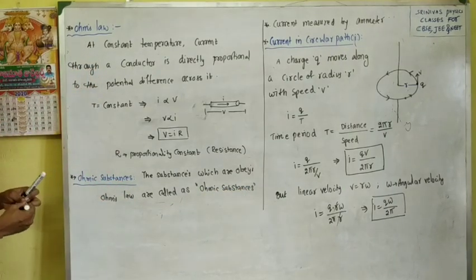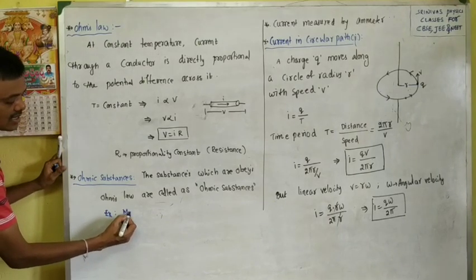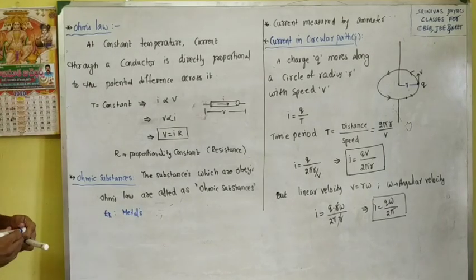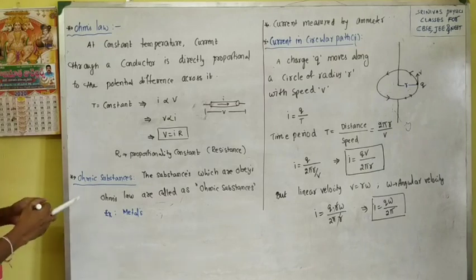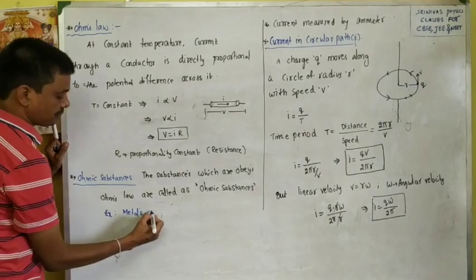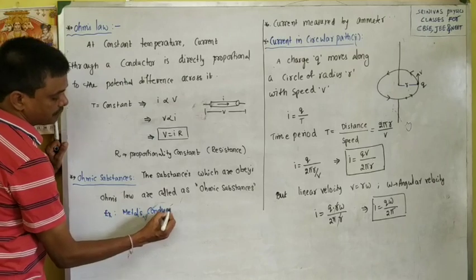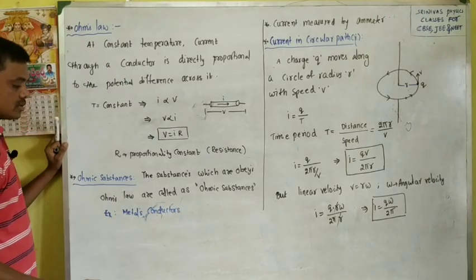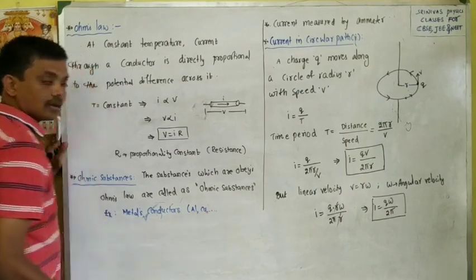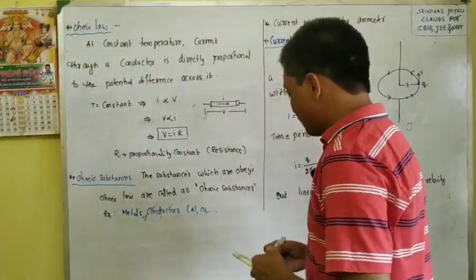Ohmic substances are the substances which obey the Ohm's law. Example for the ohmic substances, which will obey the Ohm's law, right? The example is all the metals obey the Ohm's law. Means what is happening? Current is proportional to the potential difference. Okay, most of the conductors obey the Ohm's law. Now let us see metal conductors obey the Ohm's law. Okay, aluminium, copper, these are the conductors which obey the Ohm's law. Let us see if they will obey the Ohm's law.